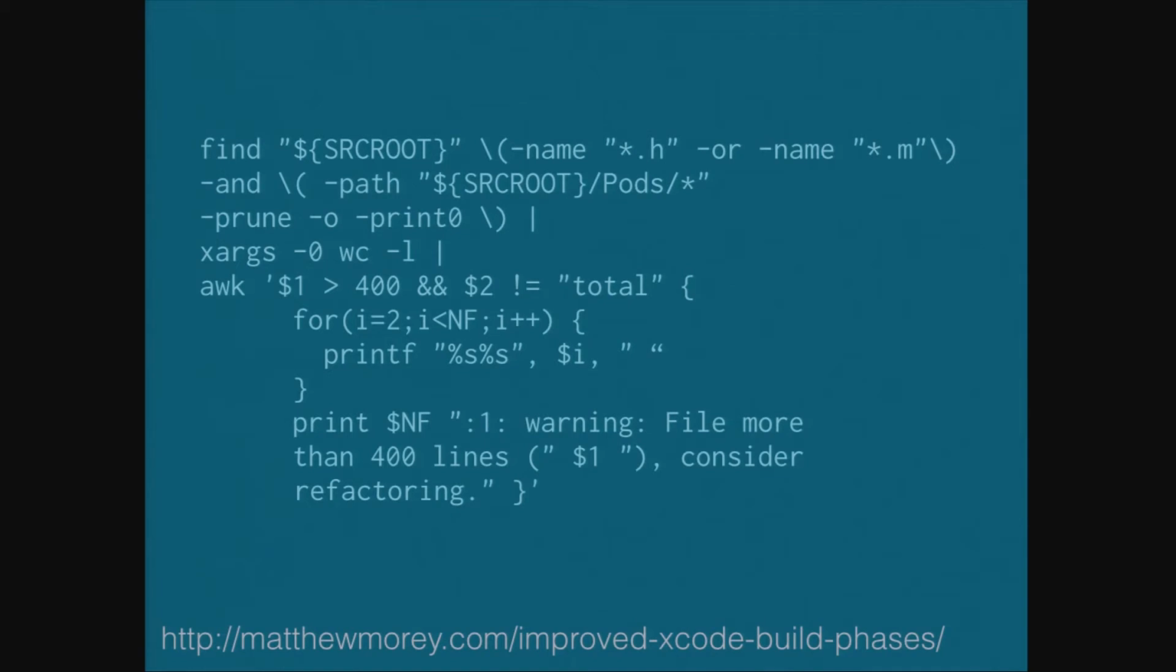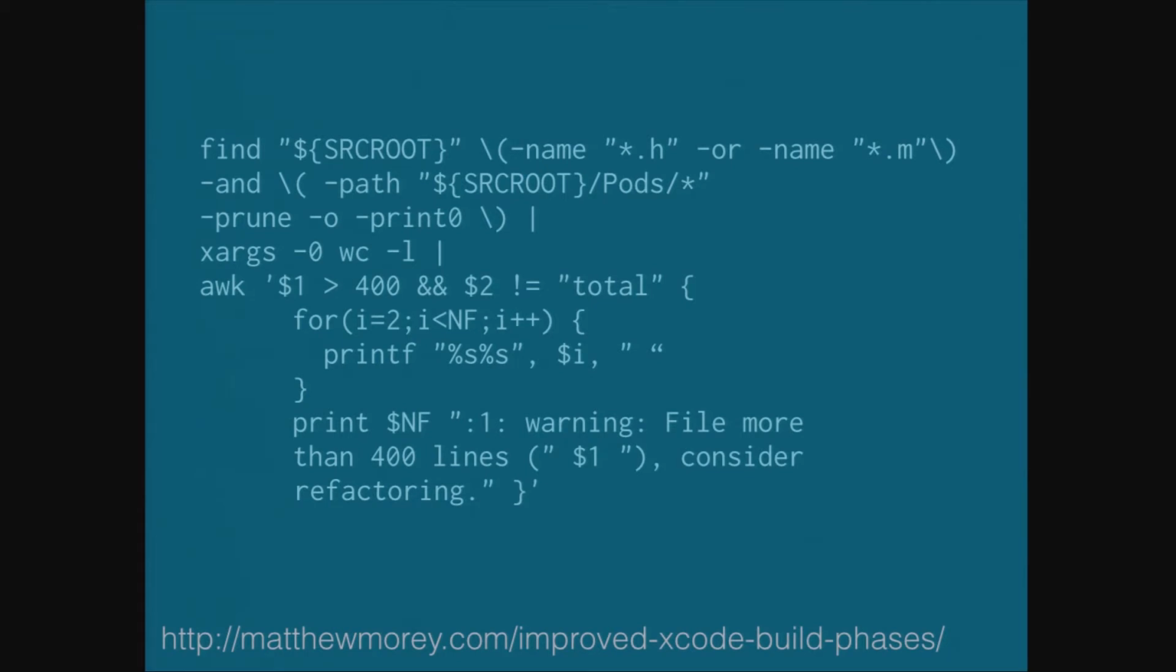Okay, so this little script here, we're going to find files in our project that are named .h or .m, but we're going to exclude the CocoaPods because we don't really want to impose those rules on third-party code. And then we're going to print out the file name, and we're going to count the number of lines in them. And then here we're going to check the line count and compare it to this number. 400 was the imposed limit on this project. And if it's greater than 400, then it prints out a warning.